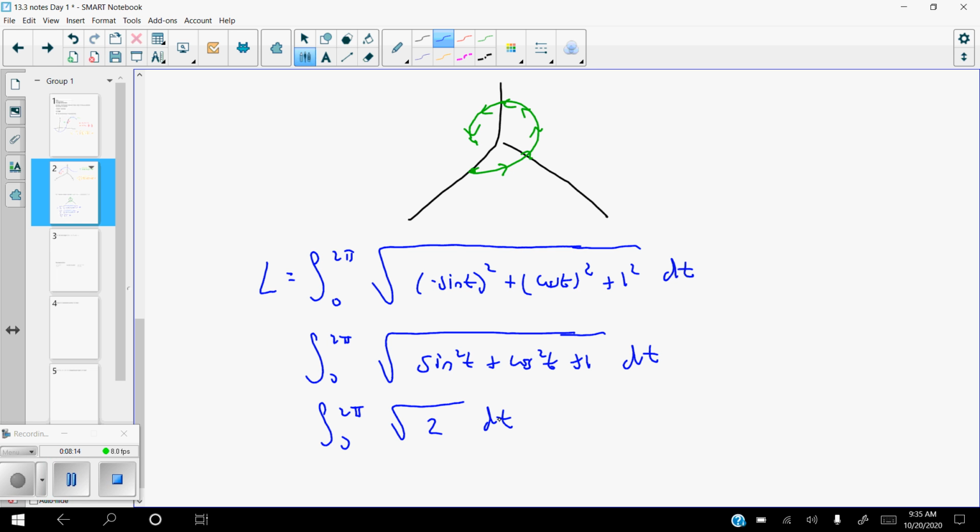Square root of 2 is a constant, so the antiderivative with respect to t is just going to be the square root of 2 times t from 0 to 2 pi, which is going to be 2 pi square root of 2 minus 0. So it's 2 pi square root of 2 units, whatever the units would be. And that's it. That's the idea behind arc length.